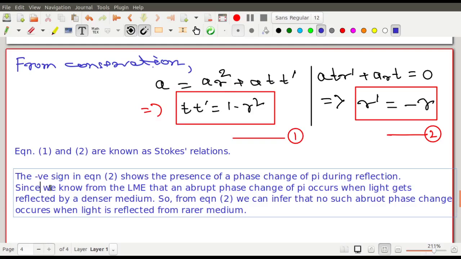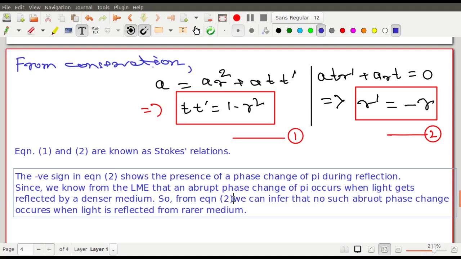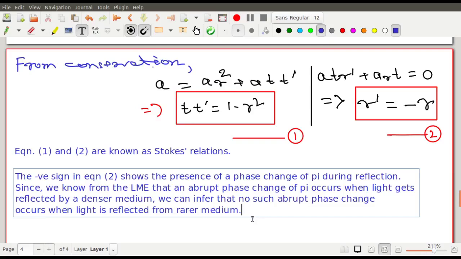তারপরে লোকে কোশ্চেন করবে যে কোথা থেকে, ডেন্সার না রেয়ার। এবার বলছি, since we know from Lloyd's mirror experiment that an abrupt phase change of pi occurs when light gets reflected by a denser medium, we can infer that no such abrupt phase change occurs when light is reflected from the rarer medium.